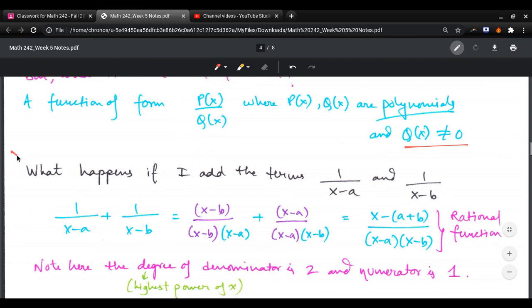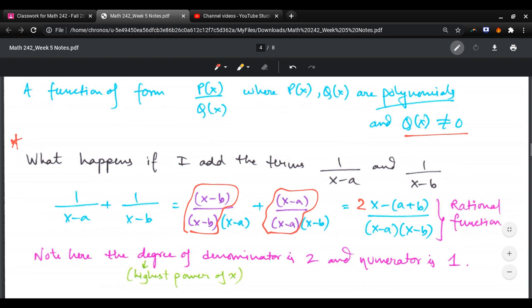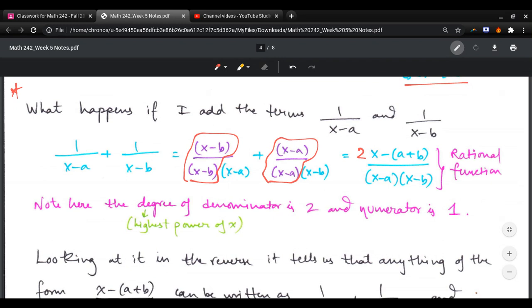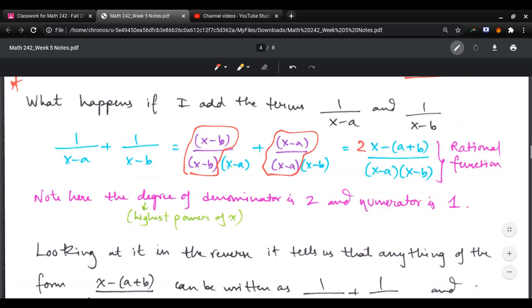Let's look arbitrarily at the addition of something like 1 over x minus a and 1 over x minus b. Because they are just like numbers, we make the denominator common by multiplying and adding the same thing. So now I have a common denominator, and on the top I get 2x minus (a plus b). Note here that the degree of the denominator is 2 and the degree of the numerator is 1. The degree is defined as the highest power of x.